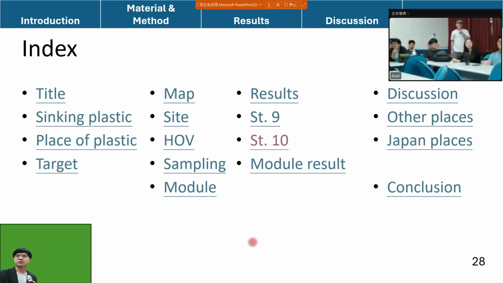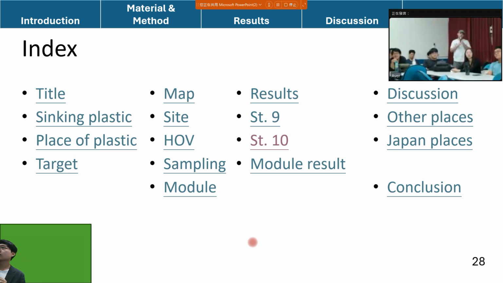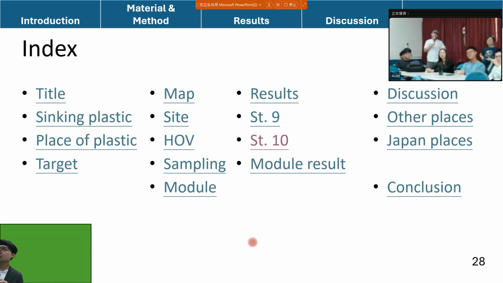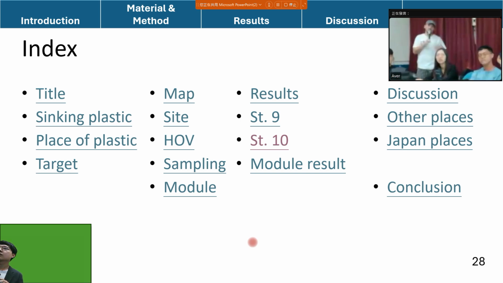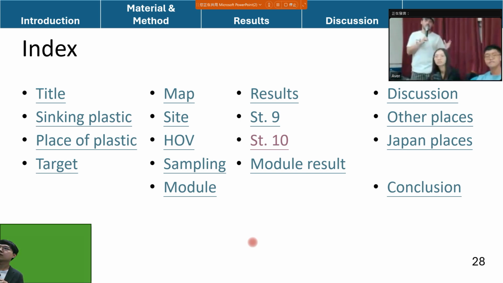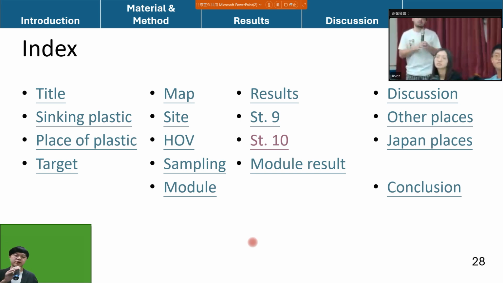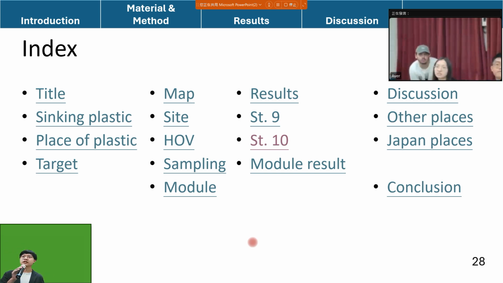Since there are now studies trying to find the trash on the seafloor, do you know if there are some initiatives to try to clean the seafloor? The paper did not mention how to clean this plastic or debris. Okay, thank you.